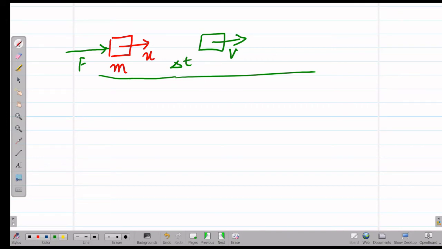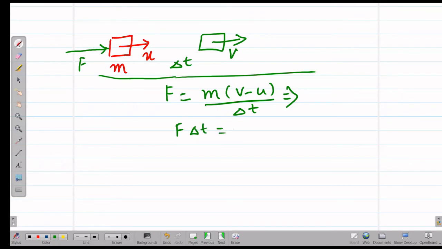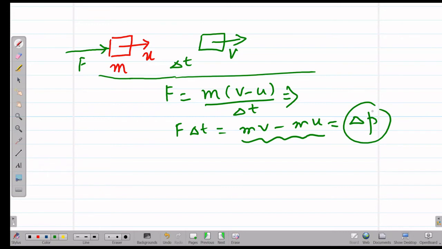Then from Newton's second law we can say F is equal to mass of the body times acceleration of the body. Acceleration is v minus u by delta t. This is Newton's second law, which you learned from 8th standard. F is equal to ma, and v minus u by delta t is a. So if I cross multiply this now, I will get F into delta t is equal to m into v minus m into u. This m into v minus m into u is nothing but change in momentum of the body. P is the momentum of the body, linear momentum. So this F into delta t is called impulse.